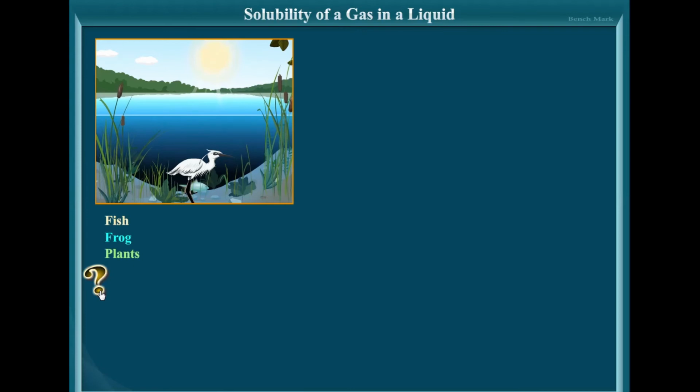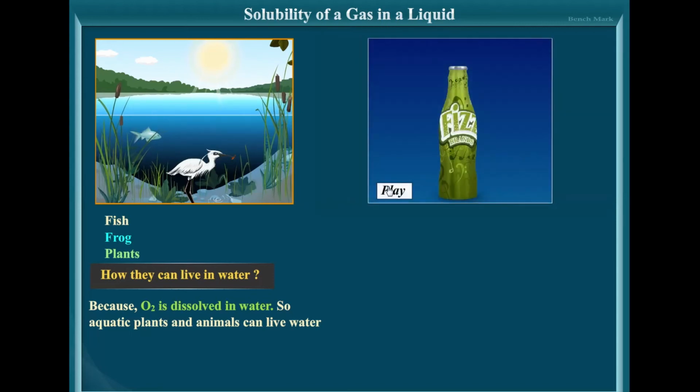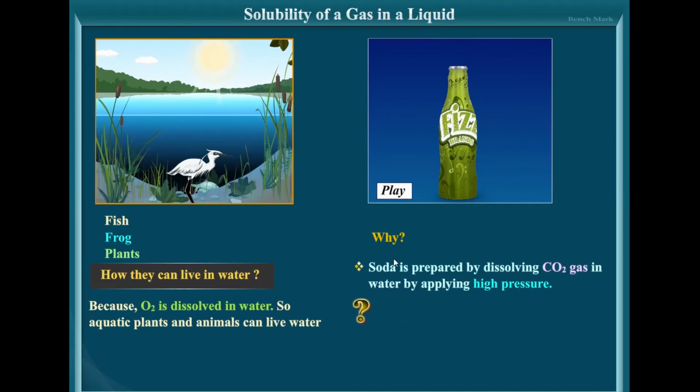We can find here a fish, a frog and plants. How can they live in water? This is an example of the solubility of a gas in a liquid which is present in our daily life. Because oxygen is dissolved in water, aquatic plants and animals can live in water. Also, in most cold drinks or soda water, we know carbon dioxide is dissolved under high pressure in water.